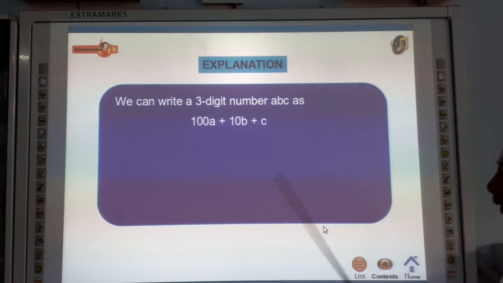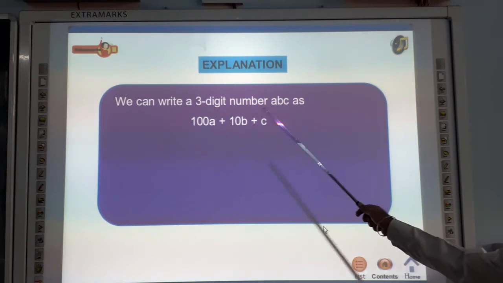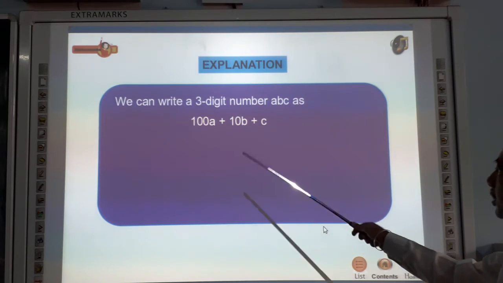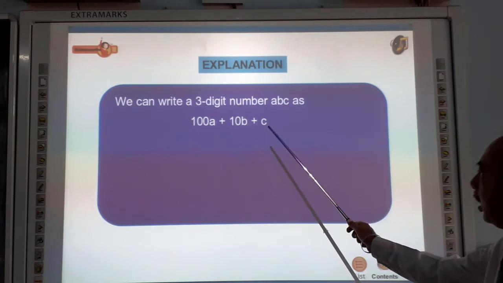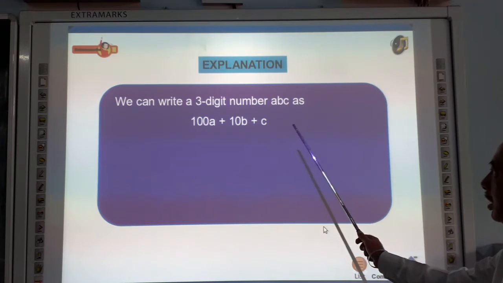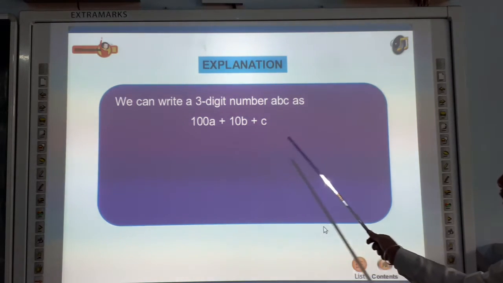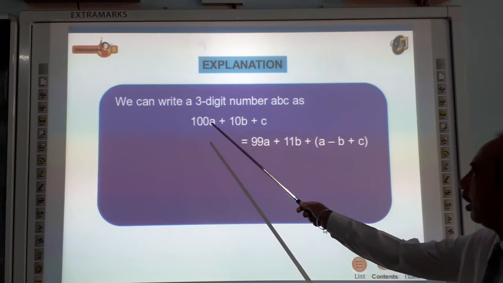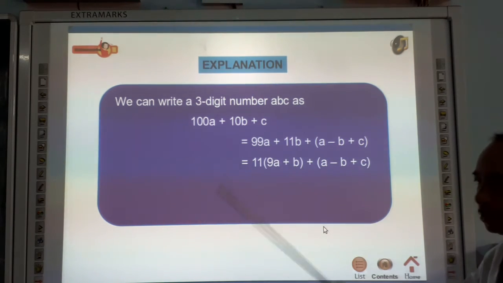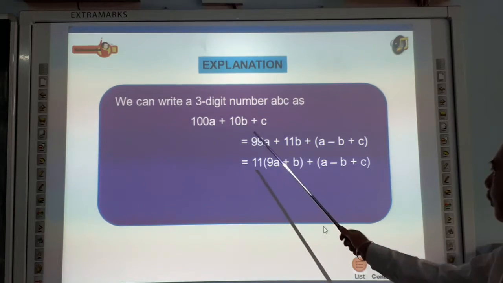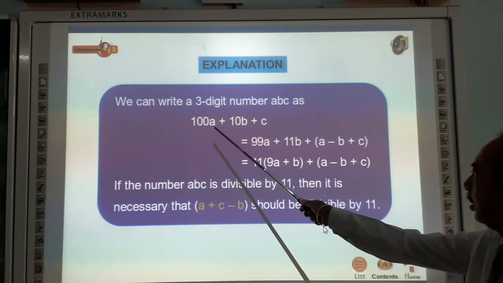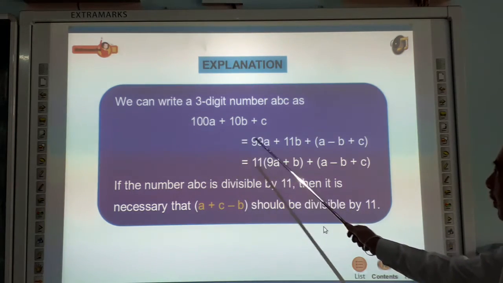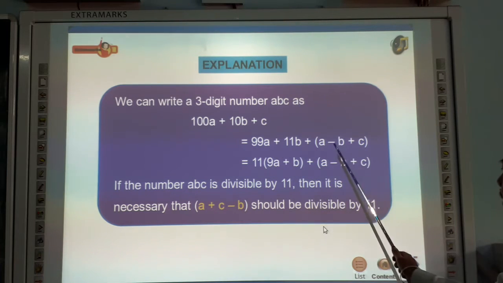Now there is an explanation. We can write the three-digit number ABC as 100A plus 10B plus C. This is a common denotation of the three-digit number: 100's place, 10's place, 1's place. Then these are split. 100 is split as 99 plus 1, so 99A plus A.